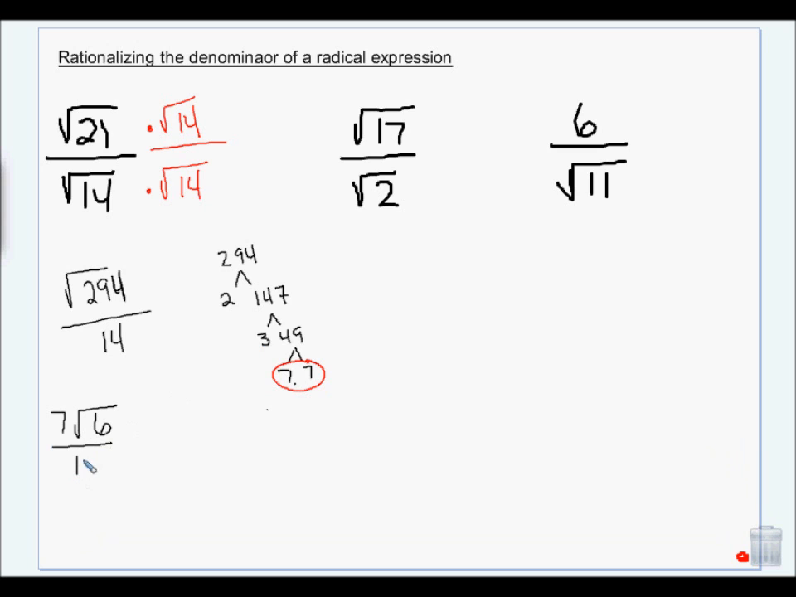And that's over 14. And then the 7 and the 14 will reduce. So I end up with the square root of 6 over 2. And now you can't reduce this 6 and this 2 at all because the 6 is under a radical and the 2 is not. So don't try to do that. You can only reduce things that are outside the radical.